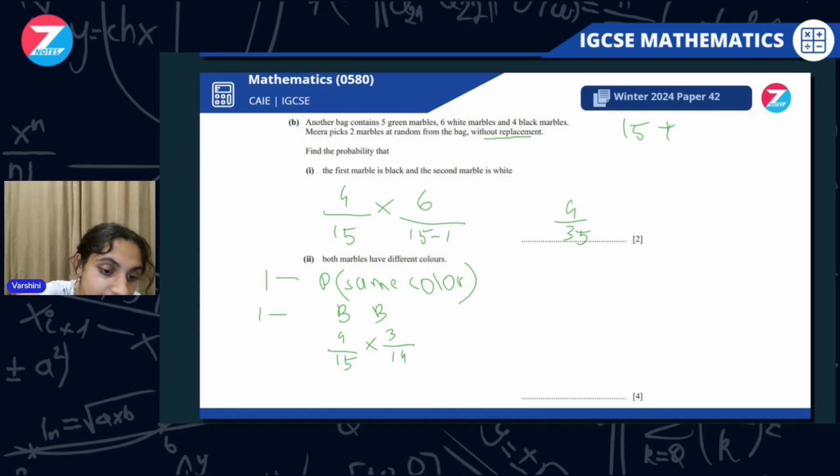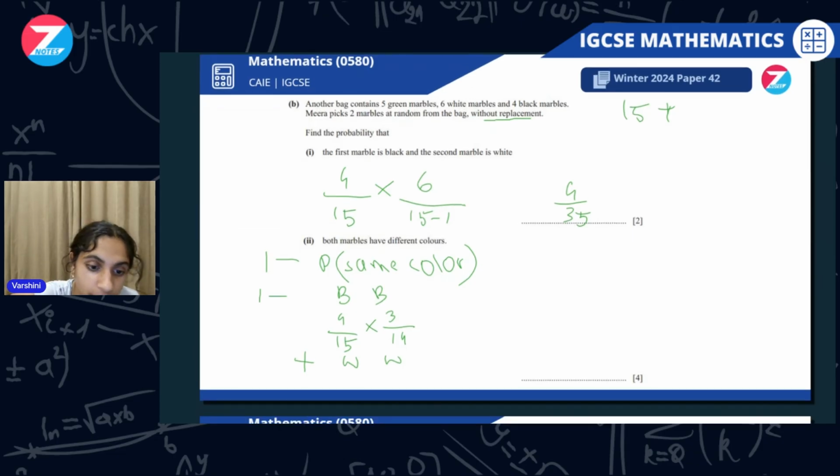So now plus, because it could also be white and white. There are 6 white marbles, so 6 by 15 into, let's just add the brackets here, now this is going to be 1 missing from the 6. 1 gone, so that would be 5 by, and 1 gone from the total as well, by 14.